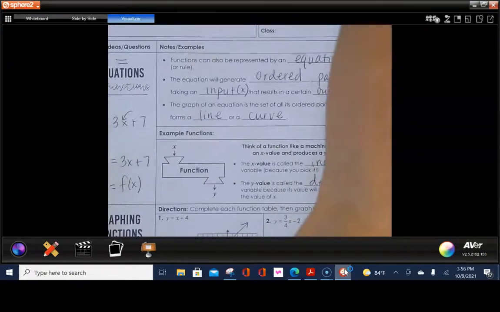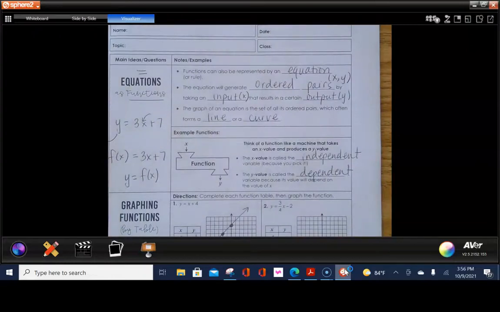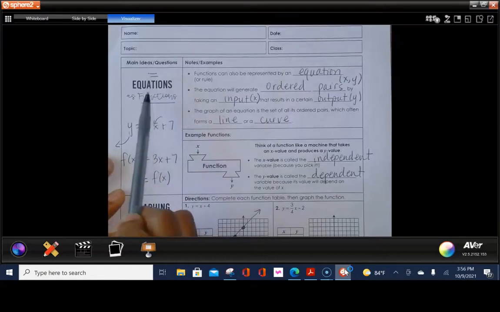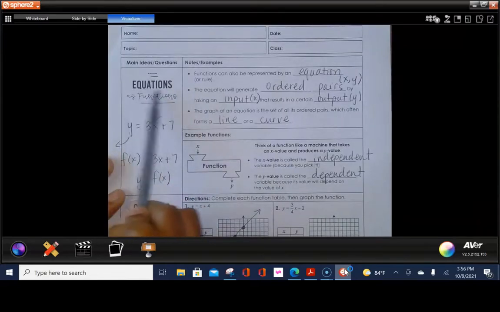So let's just go back as a quick review. I'm going to make this a short video. We've already talked about how equations have equal signs, right? Well, equations and functions, you see how it says equations as functions? They're one and the same, okay?